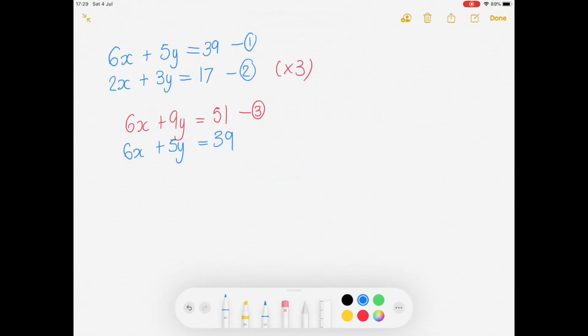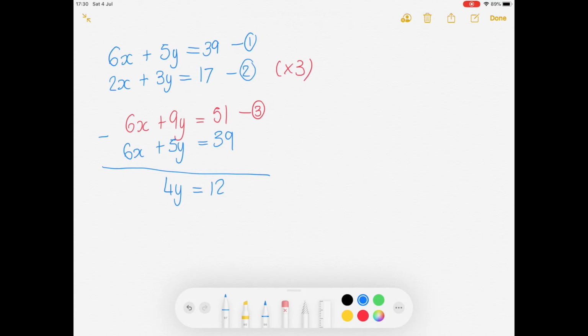So what we can do now is actually eliminate. So I'm going to put a subtract sign here, do this, and then I'm going to take away. So 6x take away 6x is nothing. 9y take away 5y is 4y. And then 51 take away 39 is 12. Now I've got 4y equals 12. Nice and easy.